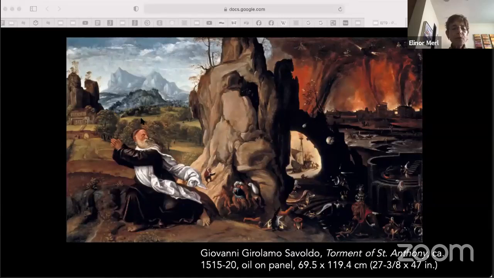Now, we have one more Virgin in our presentation today, a very different portrayal, the Virgin of Sorrows with Donors from 1564 by the Flemish artist Pieter Claessens the Elder, or Pieter Claessens the First.